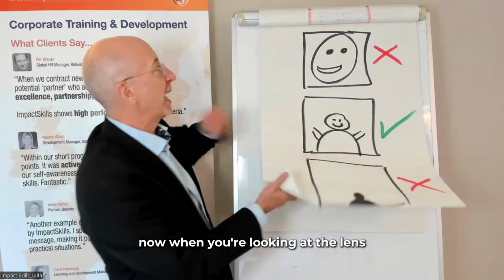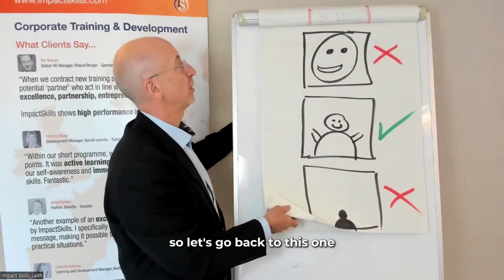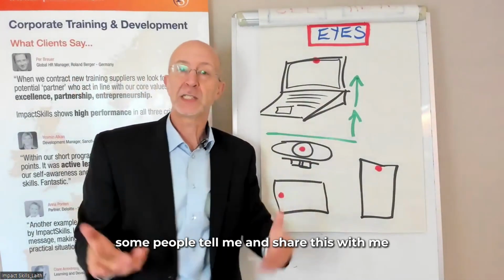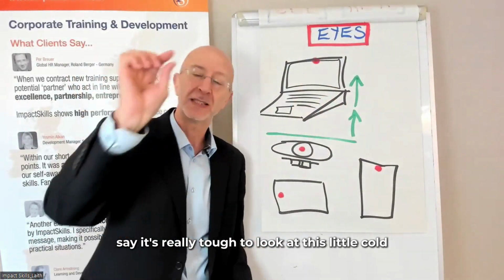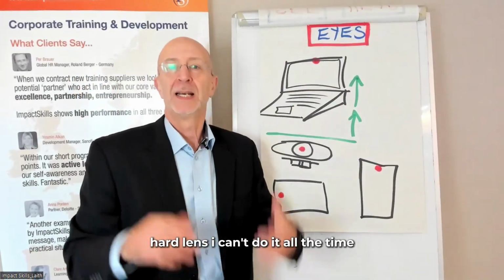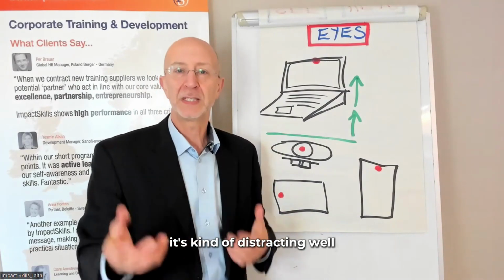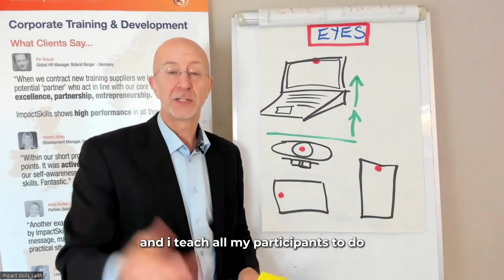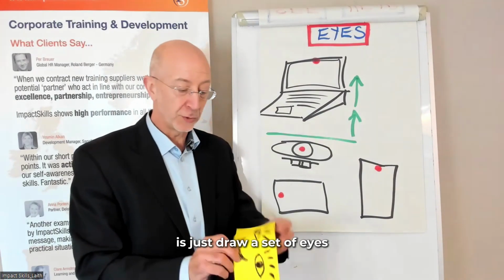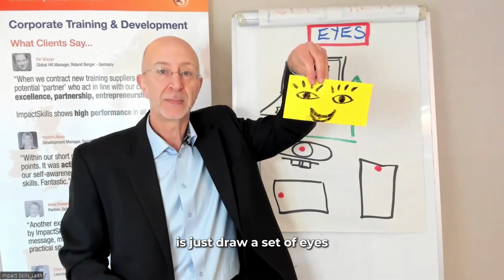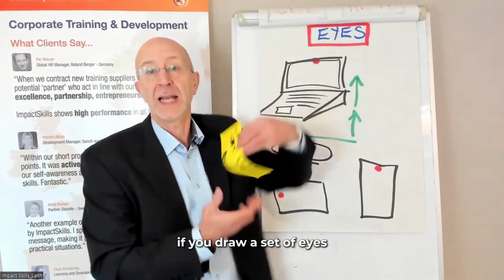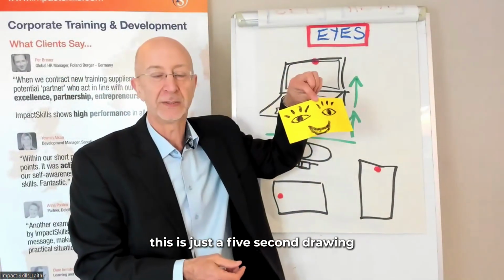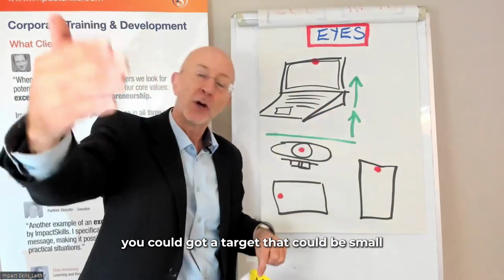Now, when you're looking at the lens, let's go back to this one. Some people share with me, they say it's really tough to look at this little cold, hard lens. I can't do it all the time. It's kind of distracting. Well, one of the things you can do, and one of the things I teach all my participants to do, is just draw a set of eyes. If you draw a set of eyes and stick that behind the lens, this is just a 5-second drawing, not even. You've got a target.